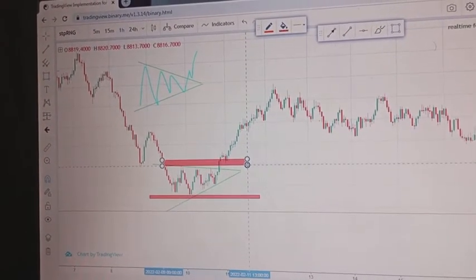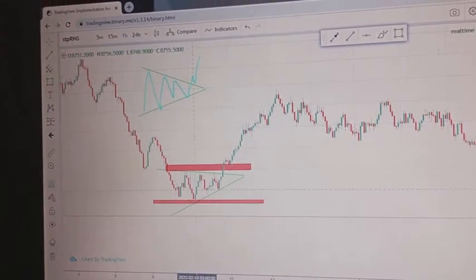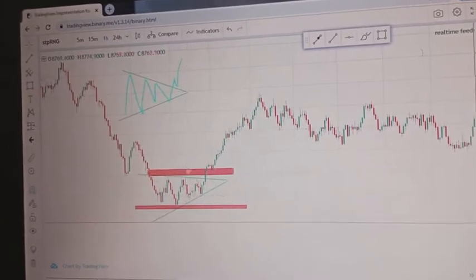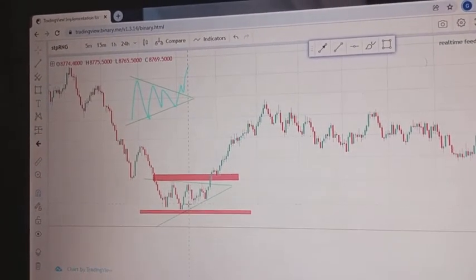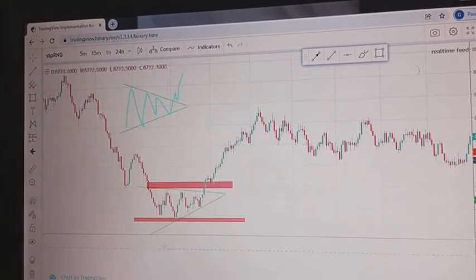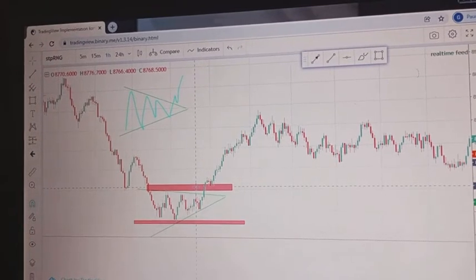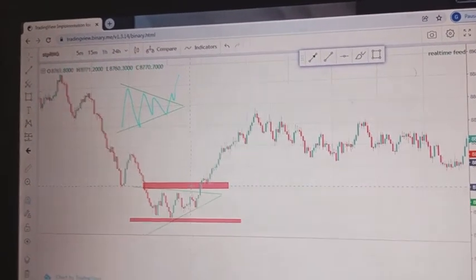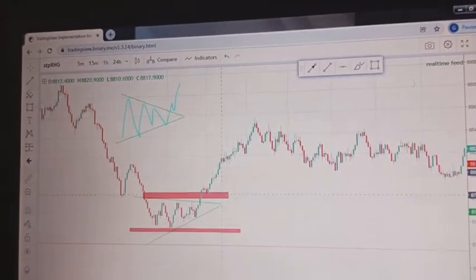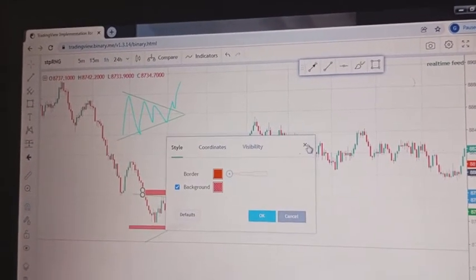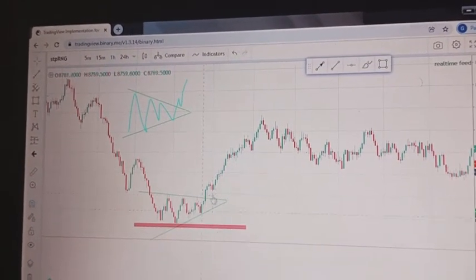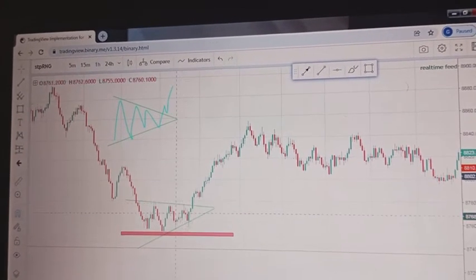For instance, if I leave this in now, there is a resistance here and a support here, but that is not the clear picture of what happened here. Let me just remove this resistance here. But you have to know that there is this here. Okay, so this is the clear picture of what happened here.